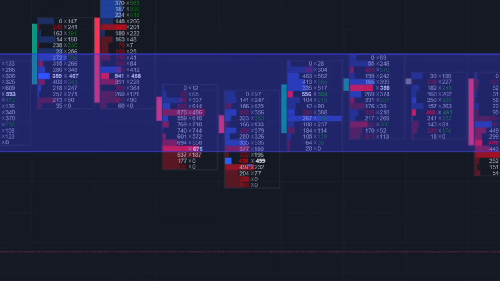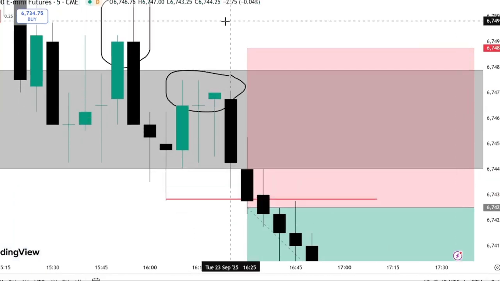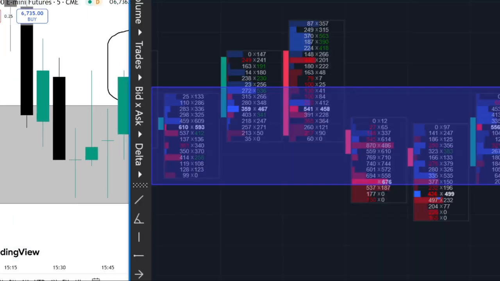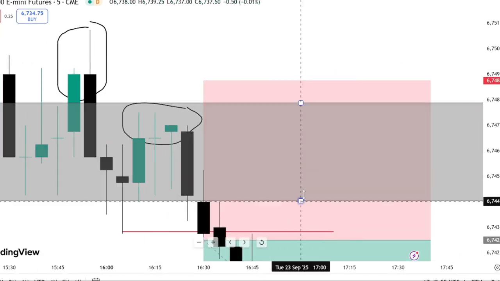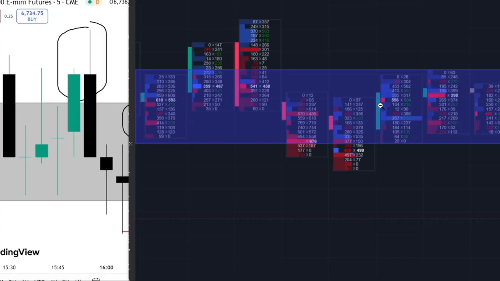So this is super interesting. I'm going to bring up the charts and the order flow together. We're going to break down this first circle over here. We do that via order flow footprint charts, right? So here we are. Now, what we can see is this.